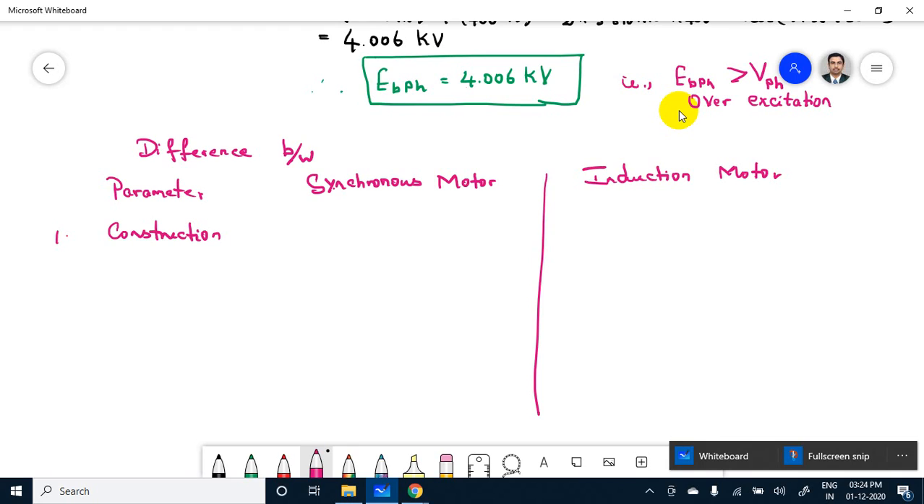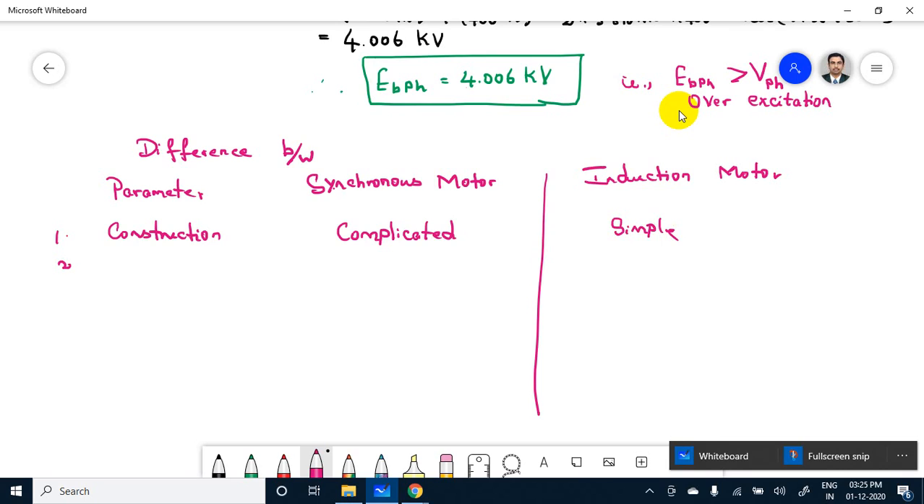So the synchronous motor construction is complicated. It is somewhat complicated because there are two winding structures, one is field, another one is armature. Here, in the induction motor, the construction is simple.